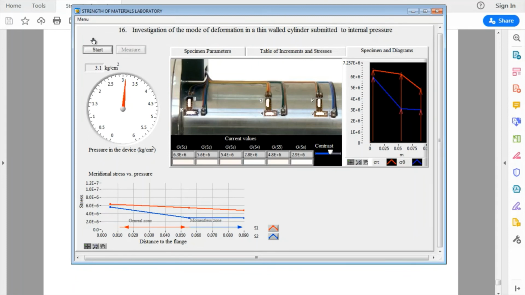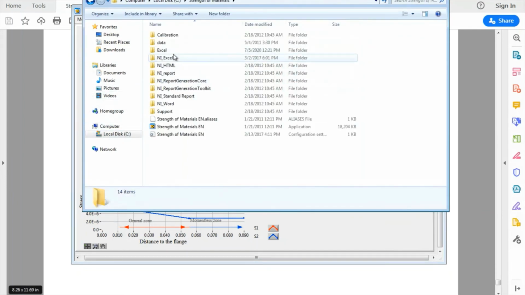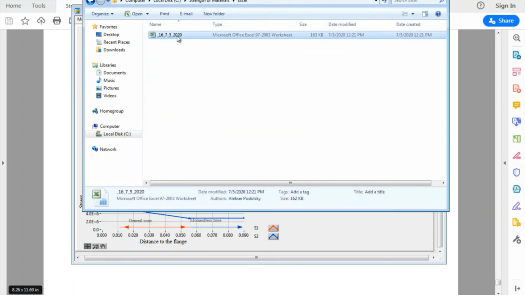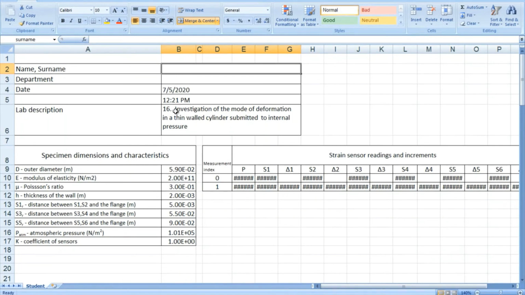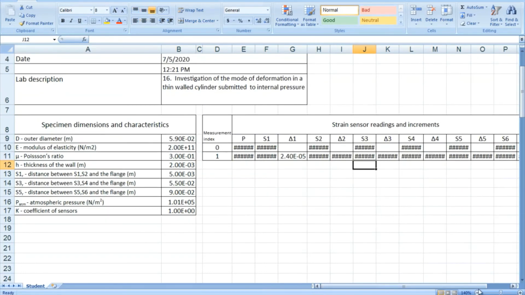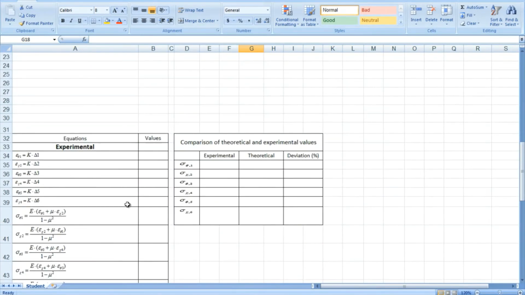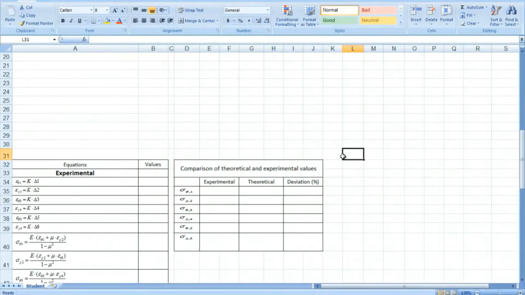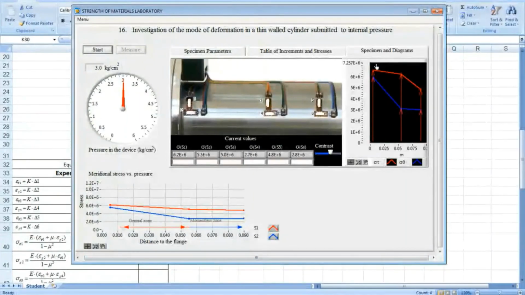Okay, the Excel file should be generated on my computer. Disk C, strength of material, Excel. Yes, this is it. So experiment number 16. Yes, right. These are the values for all. Let me reduce this. And we have tables for calculations for experimental and theoretical, and a table for comparison between the results. Yes, that's it. So thank you very much.